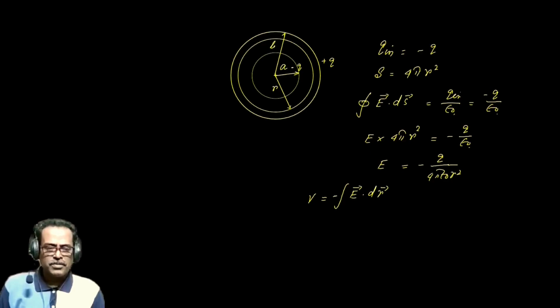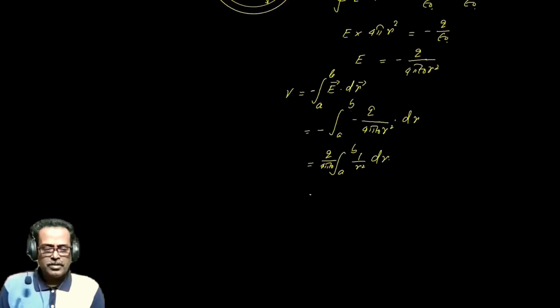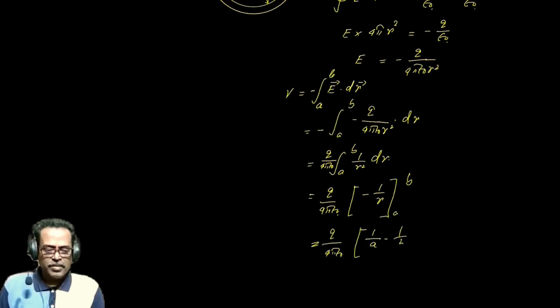So the potential difference between the inner sphere and outer sphere, with limits from A to B, is equal to minus integral from A to B of minus Q by 4 pi epsilon 0 R square into dr, which is equal to integral from A to B of Q by 4 pi epsilon 0 into 1 by R square dr, which is equal to Q by 4 pi epsilon 0 into minus 1 by R from A to B, which is equal to Q by 4 pi epsilon 0 into 1 by A minus 1 by B, which is equal to Q by 4 pi epsilon 0 into B minus A by AB.